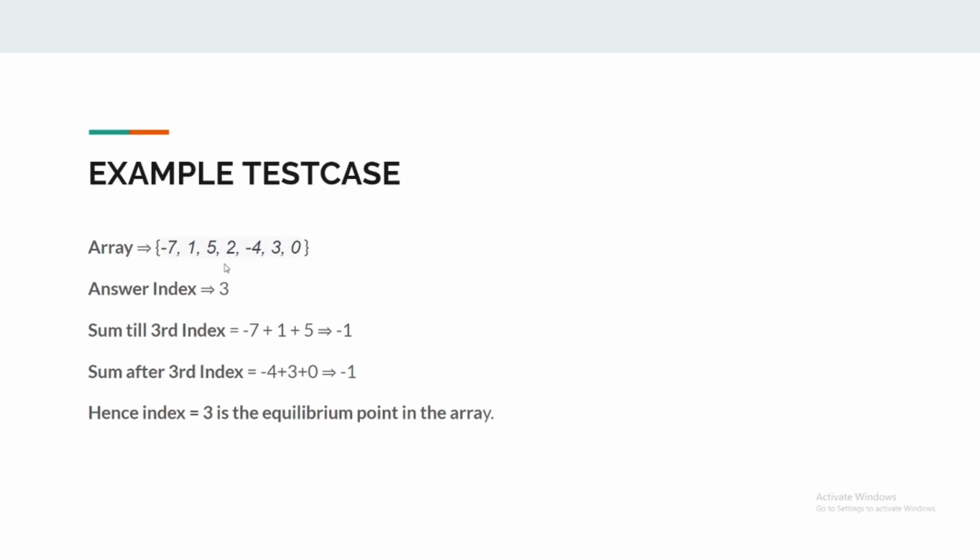If we look at the third index, that is the element 2, the left sum of this is -7 plus 1 and 5, because there are three elements present to the left of 2, and the left sum becomes -1. Similarly, if we look at the right, there are three elements -4, 3 and 0, the sum of which equals -1 again. So you can see this index 3 or element 2 is the pivot index or pivot element, because the left sum is equal to the right sum in this particular case. So this is what we actually have to find out in this question.